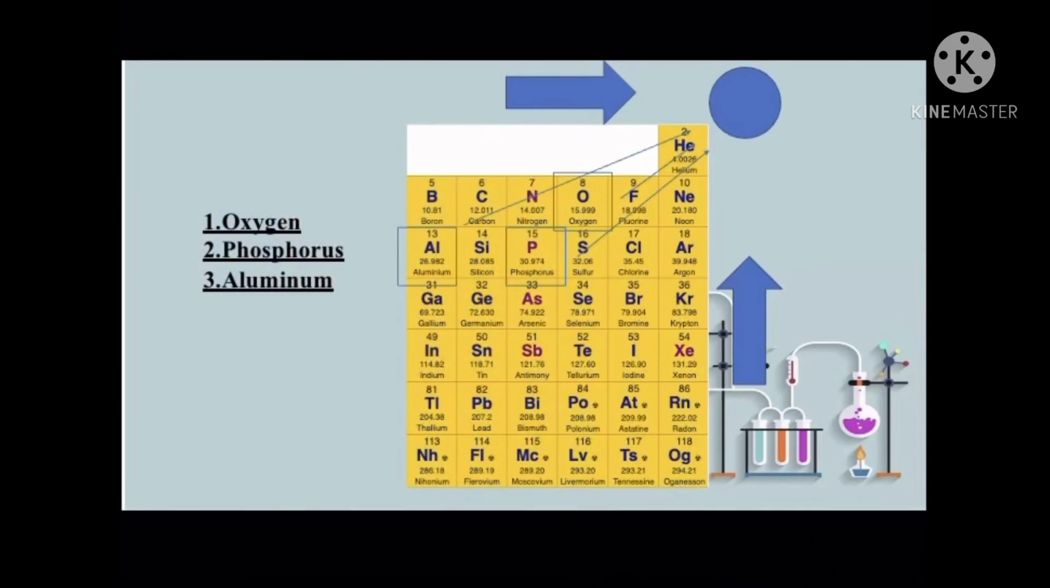We have aluminum, oxygen, and phosphorus. So, how can we rank them based on their ionization energy? Ionization energy increases as you go up and go to the right. So, kung sino ang mas pinakamalapit, siya ang mas mauuna. So, mapapansin natin na ang oxygen ang mas pinakamalapit, kaya siya ang mauuna. Susundan ng phosphorus at susunod ang aluminum.